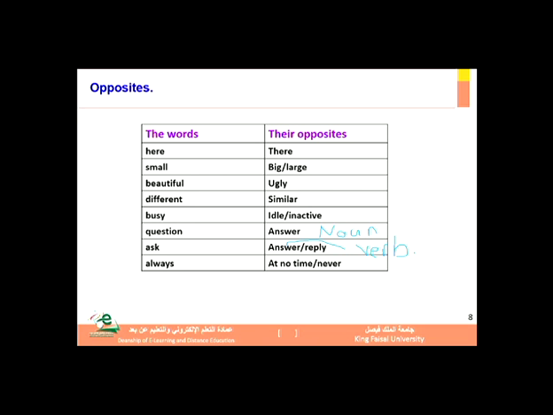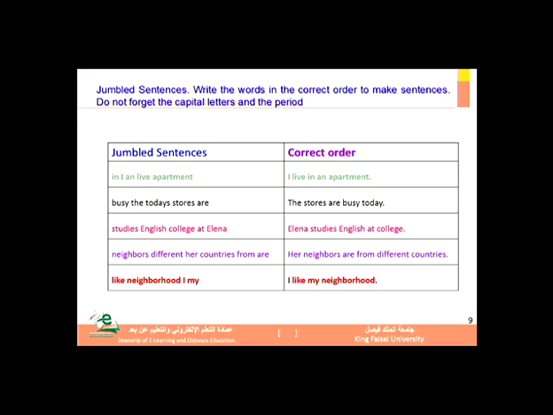Again, we have the word always, which means دائما, something that happens frequently, more than one time. The opposite meaning for something that happens more than one time, frequently or repeatedly, is at no time, where something does not happen at all. Or we can simply say never, it does not happen. Okay, let's move on to analyze our article.